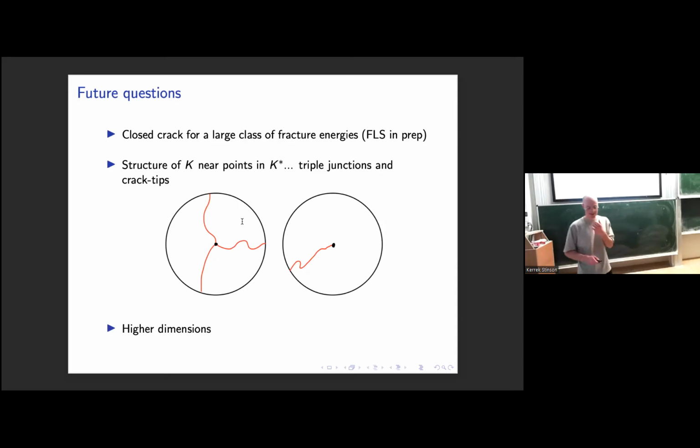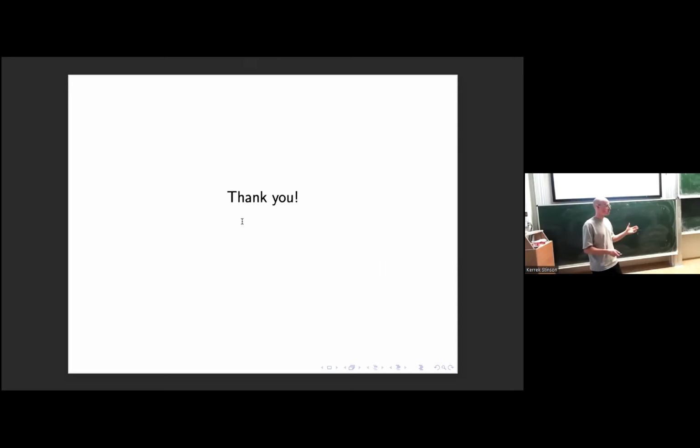The other thing is higher dimensions. The reason our result is only valid in 2D is because Manuel's piecewise Korn inequality only exists in 2D. Once you unlock the appropriate version of this in higher dimensions, everything else we have is the right framework and things should go through. That's the limitation. And with that, I thank you.